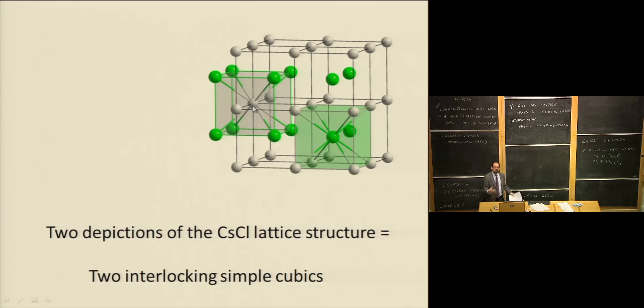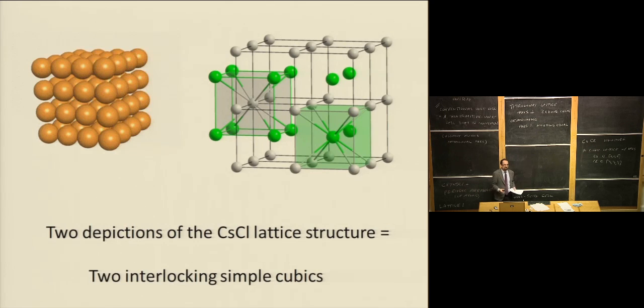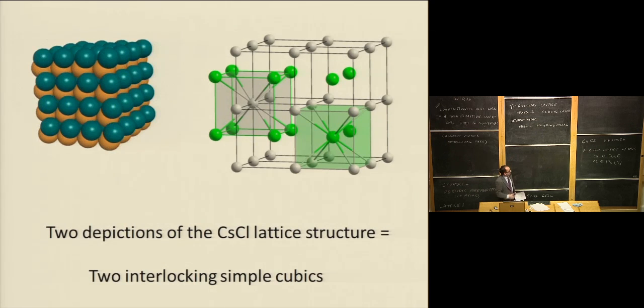So what we really have is two interlocking simple cubic lattices. One is made up of the cesiums, one is made up of the chlorines. Here's an animation that's supposed to show that. That's cesium chloride, there's the cesiums. Here's cesium chloride again, and there's the chlorines. Each of them is a simple cubic lattice, and they're stuck together. This type of structure, the cesium chloride structure, is actually quite a common structure in nature.